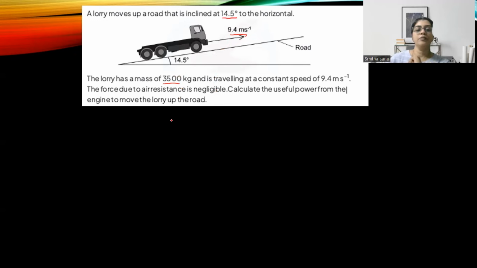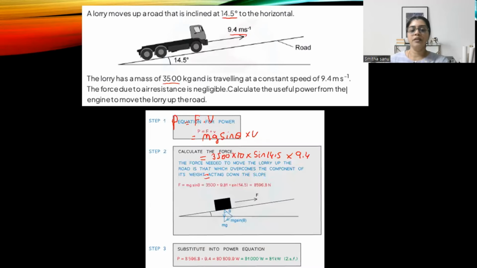So we are going to use the concept of power as force times velocity. Now force should be in the direction of the displacement, the change in distance with respect to time, which is velocity. So we are going to take the part of the weight which is parallel to the slope, which will be mg sine theta, times v. So your answer should be 3500 times 10 times sine 14.5 times the velocity of 9.4. That should give you the answer.